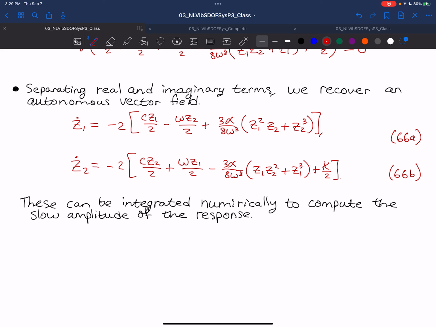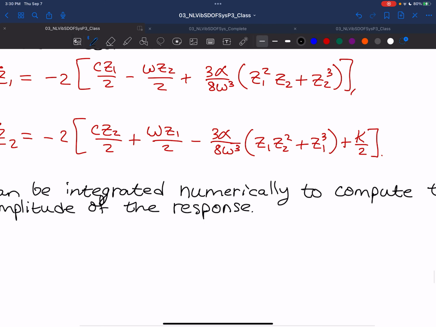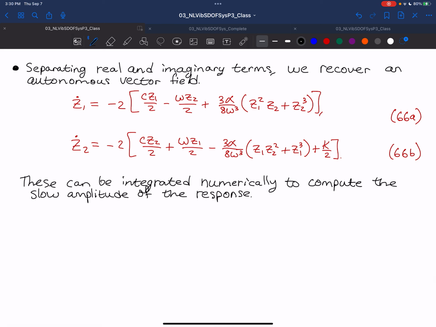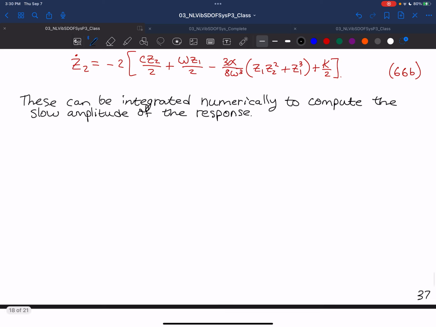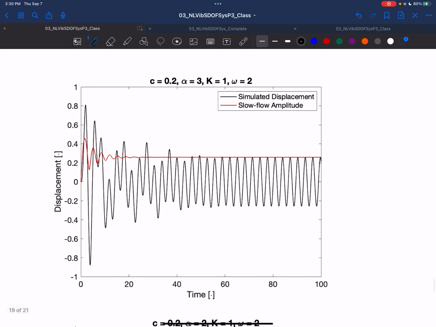So now that we have this autonomous vector field, we can actually integrate this numerically. There's a spelling error right here that I will fix. Numerically, and use that to compute the slow flow response. And that's exactly what I've done on the next page. So we can take a look at the code in a moment.